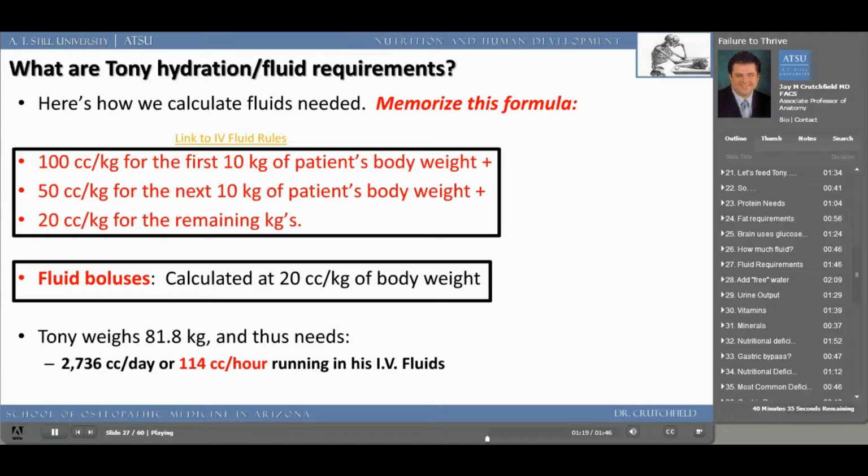So Tony weighs 81.8 kilograms. He's going to need, for this entire day, 2,700 cc's of fluid. Or, if we just hang an IV, he's going to need an IV at 114 cc's an hour. But we already have given him some of this fluid as part of his nutrition. Total, he needs 2,700 cc's a day. Remember that number.